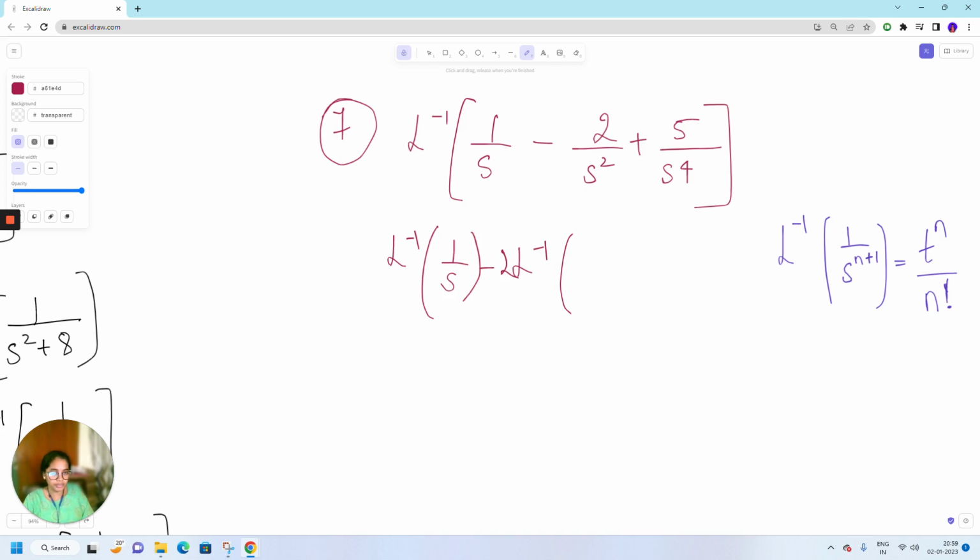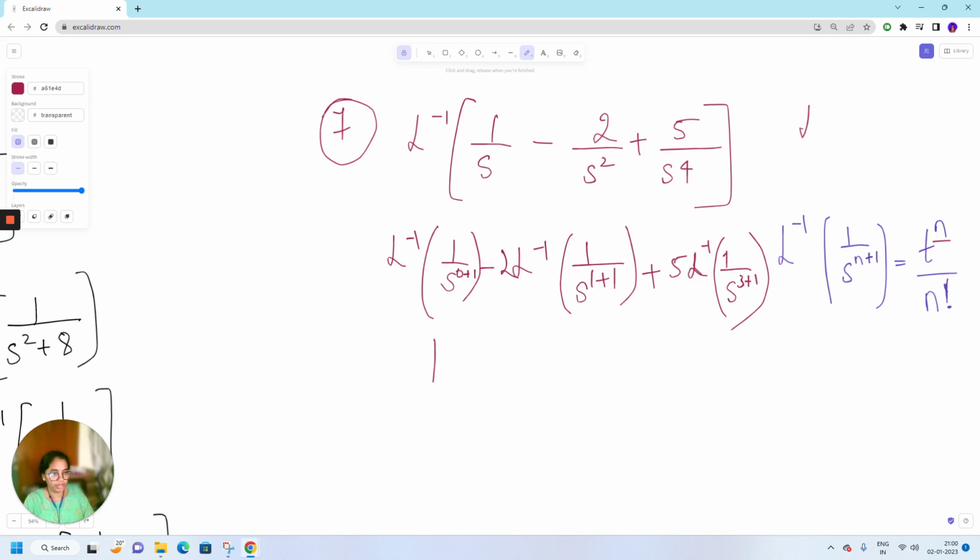I can write this as 1 divided by s to the power 1 plus 1. Here I can write it as 0 plus 1. Plus 5 is a constant. Laplace inverse of 1 divided by s to the power 3 plus 1. So in place of n, what do I have? I have 0 here. So it would be t to the power 0 divided by 0 factorial, which is 1. Or you can directly say Laplace inverse of 1 divided by s is 1.